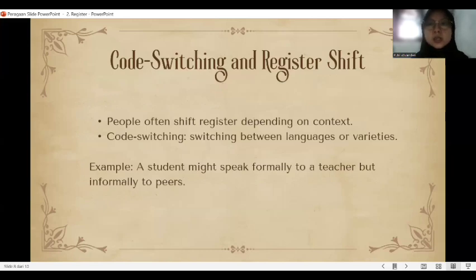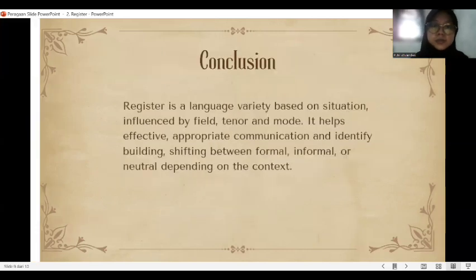For code switching and register shifting, people often shift register depending on context. Code switching is switching between languages or varieties. For example, a student might speak formally to a teacher, but informally to peers. The conclusion is that register is a language variety based on situation, influenced by field, tenor, and mode. It helps effective, appropriate communication and identity building, shifting between formal, informal, or neutral depending on the context.